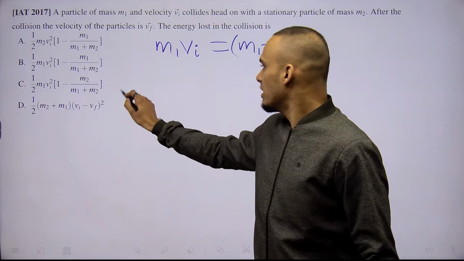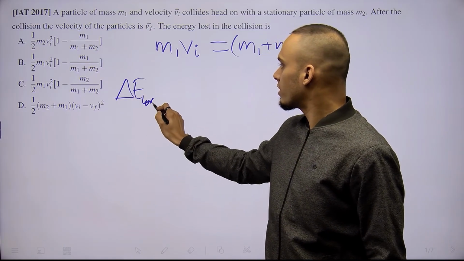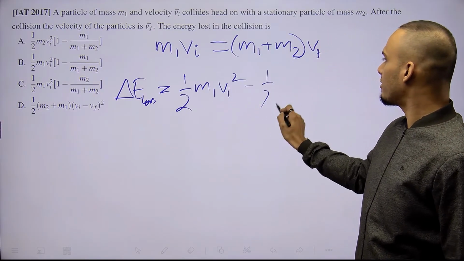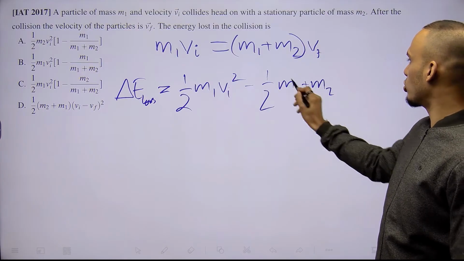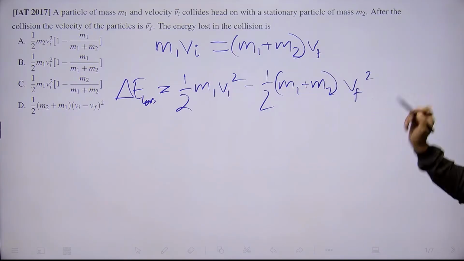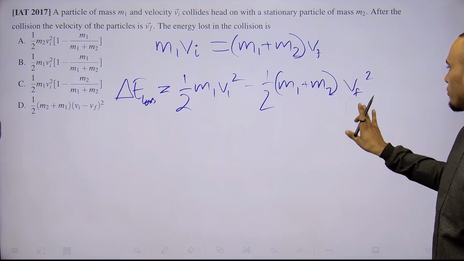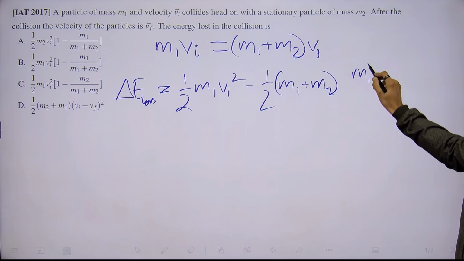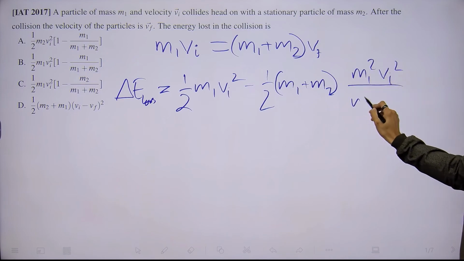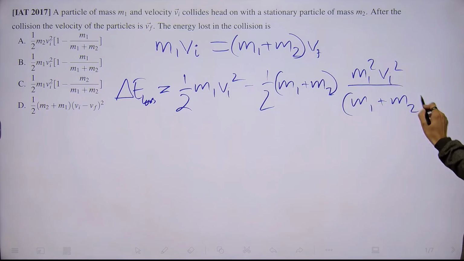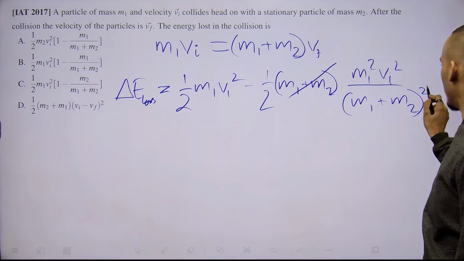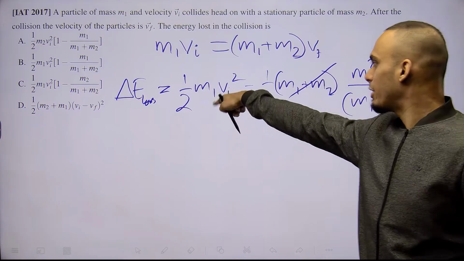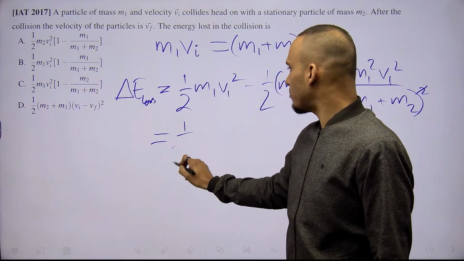So let's just write it down. The energy loss is equal to half into m1 vi square minus half into m1 plus m2, because they both moved as a combined mass, into vf square. We can substitute the value of vf over here as m1 into vi upon m1 plus m2, whole square. m1 plus m2 gets cancelled from here, and in order to make the denominators equal, we can multiply and divide the first term by m1 plus m2.